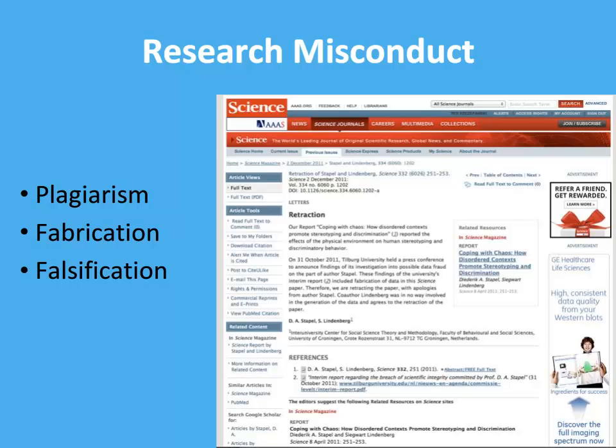This issue of plagiarism will follow you not only through this class as we're writing our final papers, but through your academic careers and probably into your work careers as well.